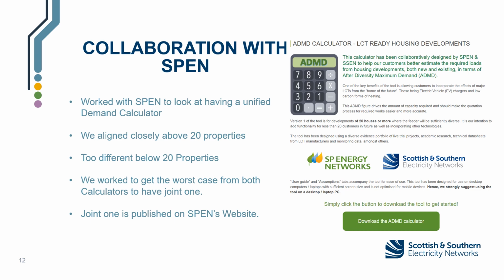So using this for above 20 properties means that even if you apply to SSEN or to SPEN, the demand should effectively be the same, or it'll be very, very close to being the same.